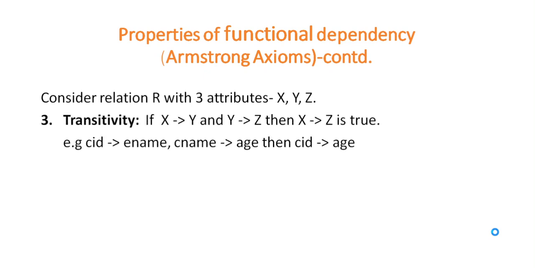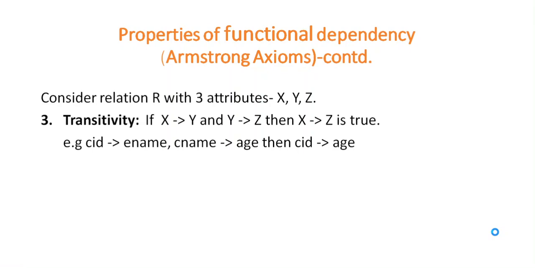Then the next property of functional dependency is transitivity. Now what is transitivity? If there are three attributes x, y, z, and if x is determining y and y is determining z, then indirectly x is determining z. This is true. Now consider customer ID is determining customer name. Customer name is determining age. Then indirectly customer ID is determining age. So this is the transitivity property.